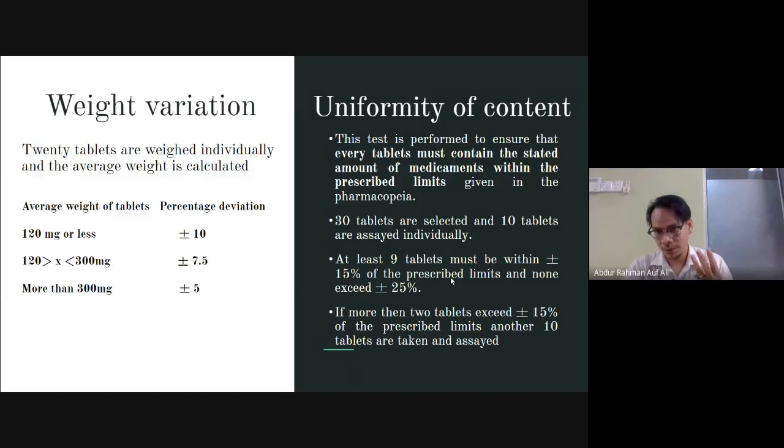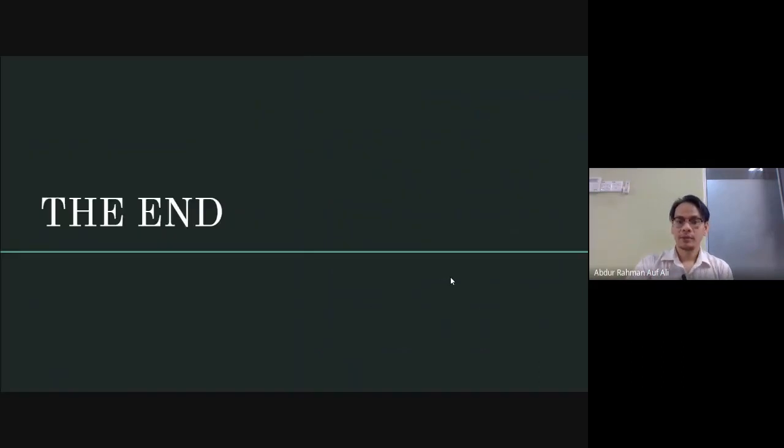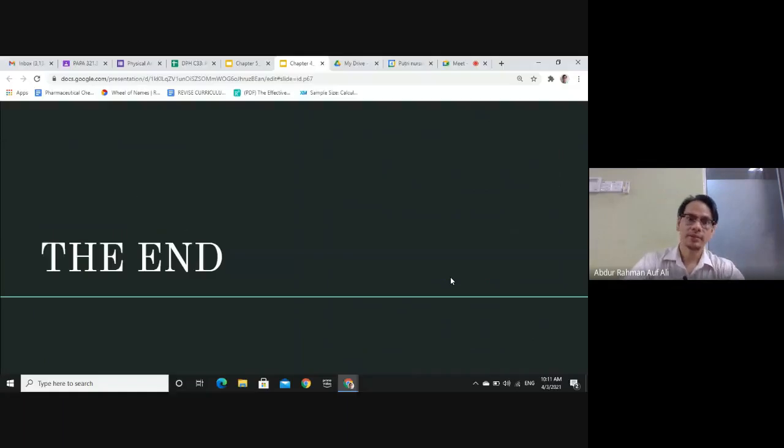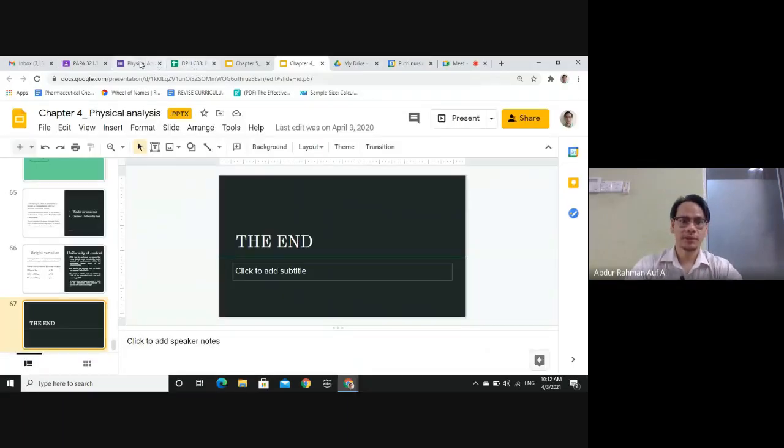Kan QC dapat 30 tablets kan? Initially kita test 10 saja. So kalau 9 tablet pass the test, teruslah kita boleh approve terus. Okay, that batch dia punya content uniform. Tetapi kalau dia tak pass, the first 10 tablets tak pass the UOC test, dia perlu proceed with the next 20 tablets. That's why production pun bagi 30 tablet. Okay, itu saja. That's it, chapter for physical analysis.